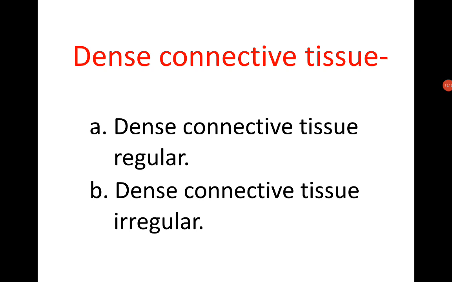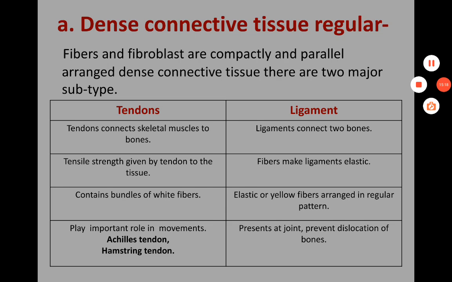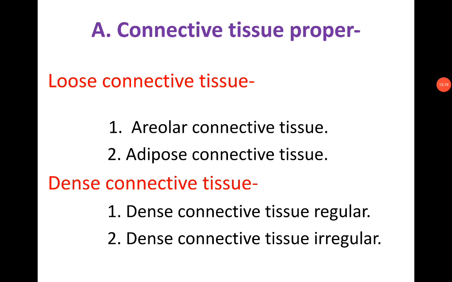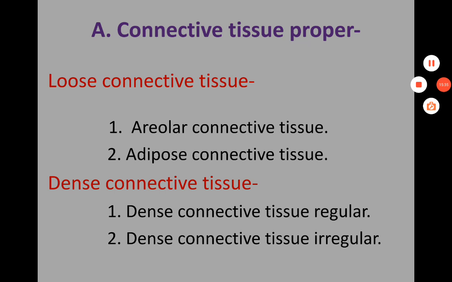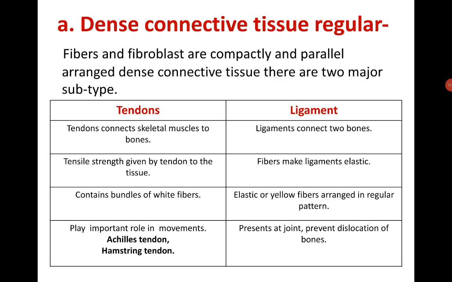Next, dense connective tissue. Connective tissue proper: two parts of loose connective tissue we have completed. Then the next topic is dense connective tissue. The first part of dense connective tissue is dense regular connective tissue.